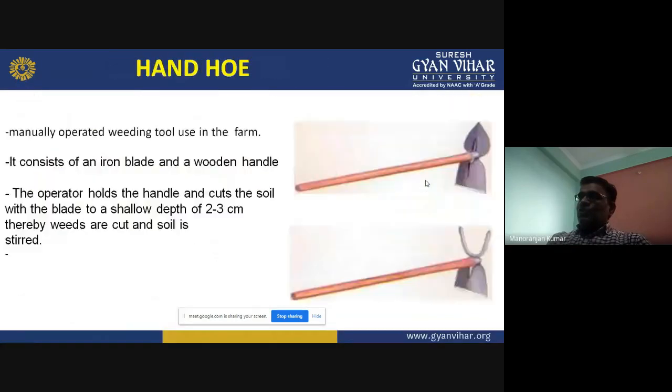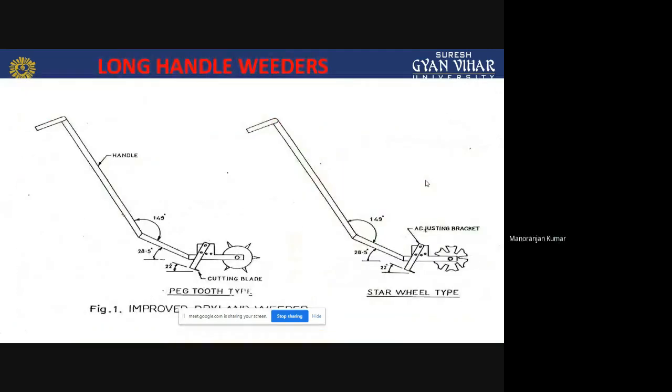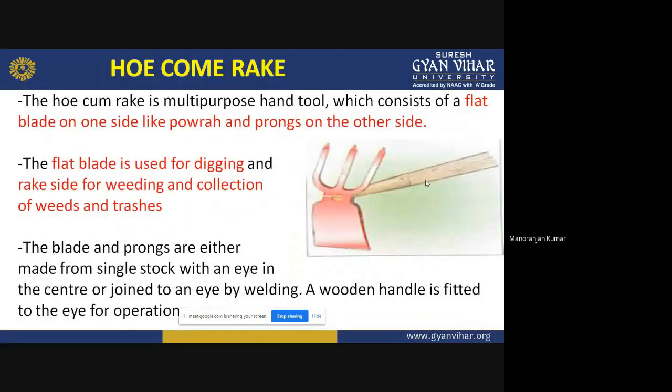So these two, the hand hoe and hoe cum rake, are short handle weeders. Here you can see the handle is short, so the person using these has to exert greater strain on their body.